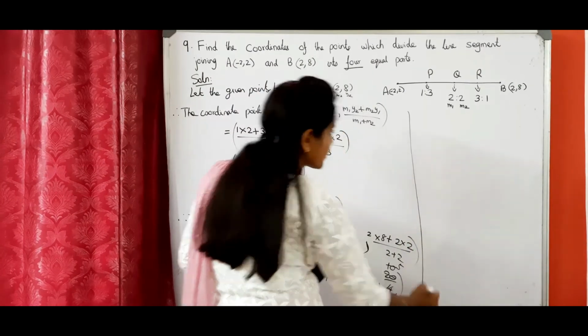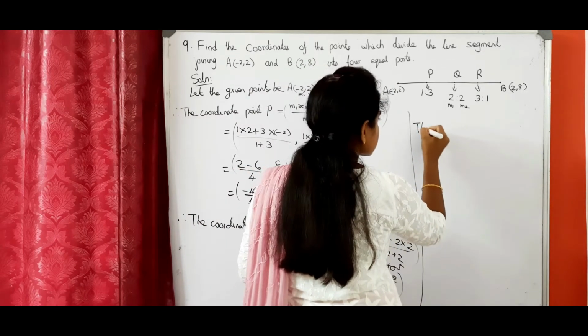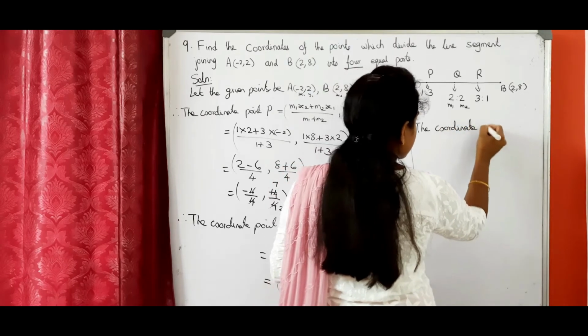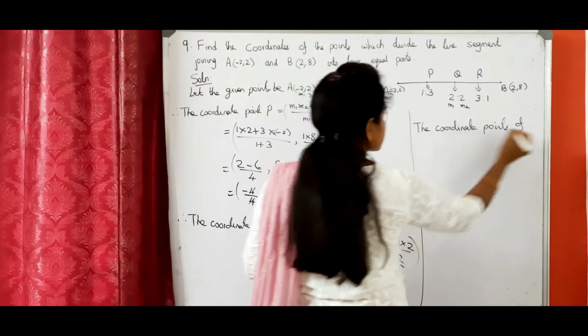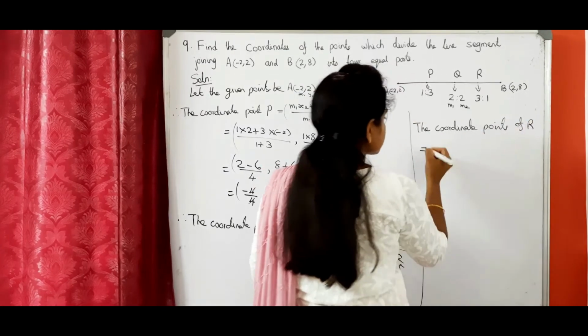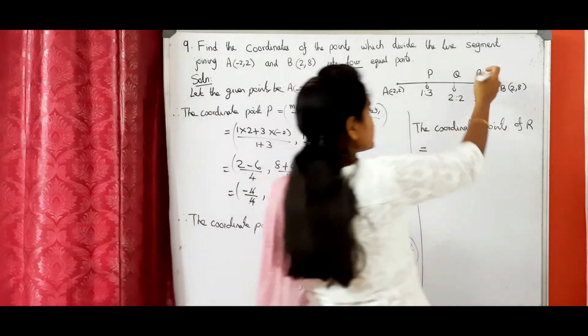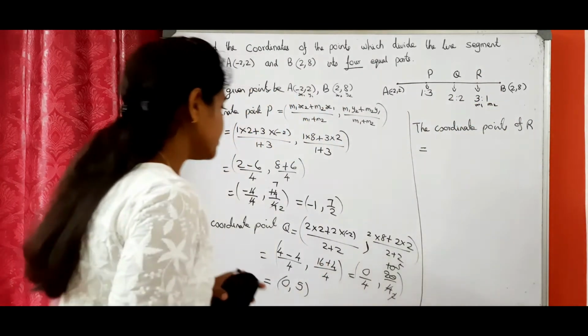Next, we need to find the coordinate points of R. Coordinate points of R equal to. Now we need to change the m1, m2 values. R means this is the m1 value and this is the m2 value. Apply the values in the formula.